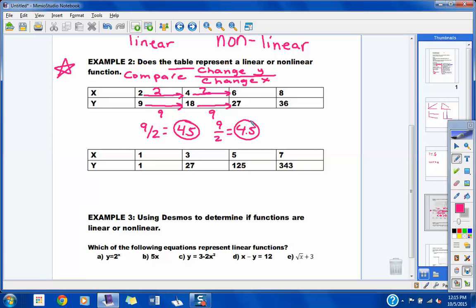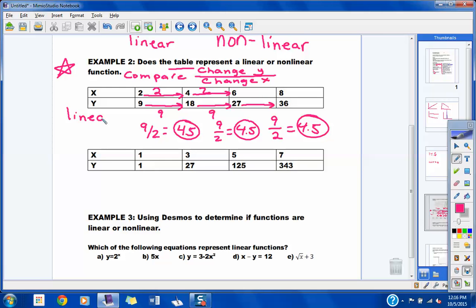Let's look at this last change. From 27 up to 36, what's the change? 9, isn't it? What's the change from 6 to 8? What do you notice about all these ratios when I divide them out? They're all equal, which indicates to me that if something's equal like this, it's going to be linear.